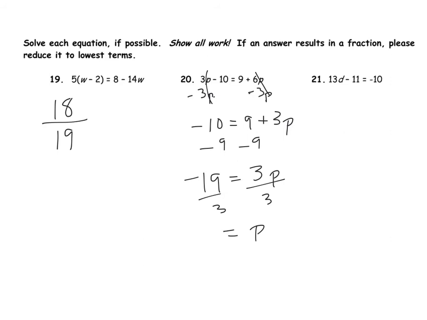Now we can change this into a mixed number. How many times does 3 go into 19? Well, it goes in 6 times with 1 left over. So a negative 6 1/3.